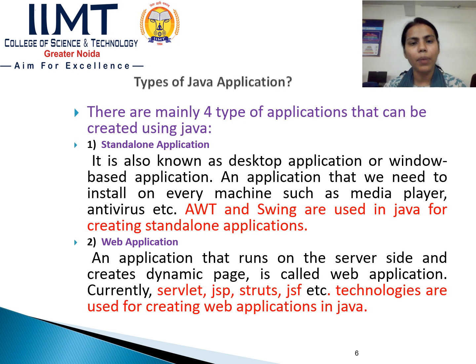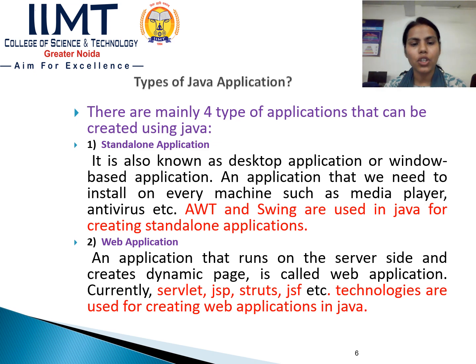Types of Java applications. There are mainly four types of applications that can be created using Java. Standalone application. It is also known as a desktop application or window-based application. It is an application that we need to install on every machine, such as media player, antivirus, etc. AWT and Swing are used in Java for creating standalone applications.